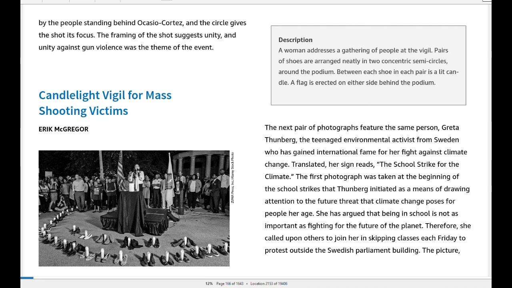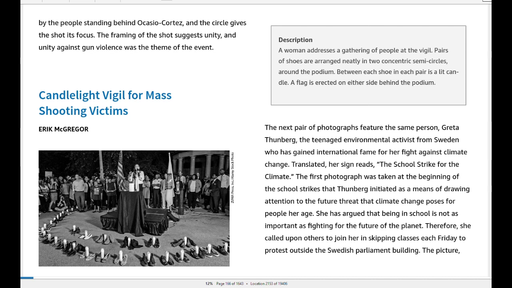The next pair of photographs feature the same person, Greta Thunberg, the teenaged environmental activist from Sweden who has gained international fame for her fight against climate change. Translated, her sign reads, "The School Strike for the Climate." The first photograph was taken at the beginning of a school strike that Thunberg initiated as a means of drawing attention to the future threat that climate change poses for people her age.